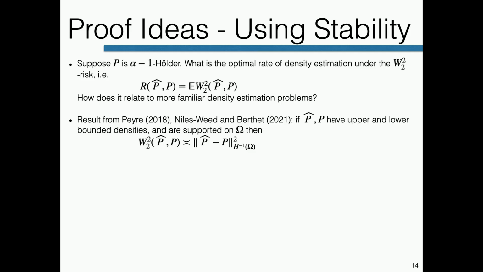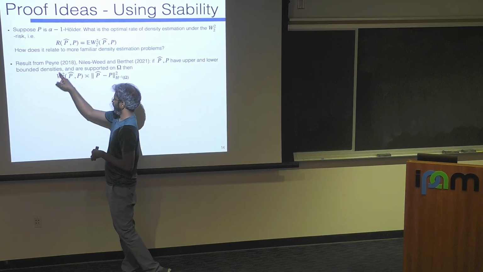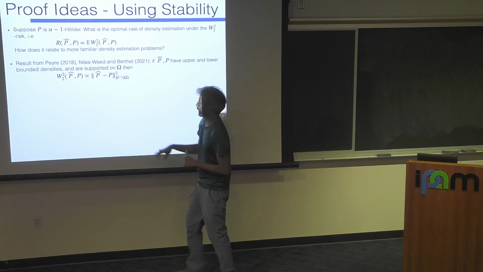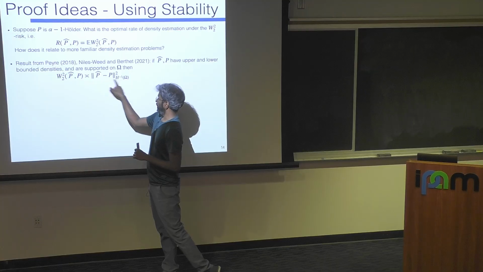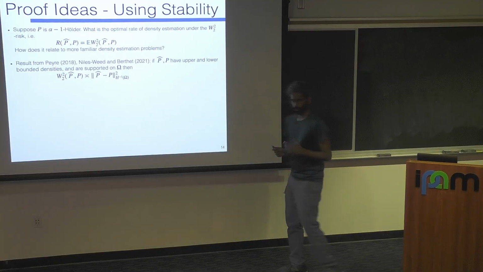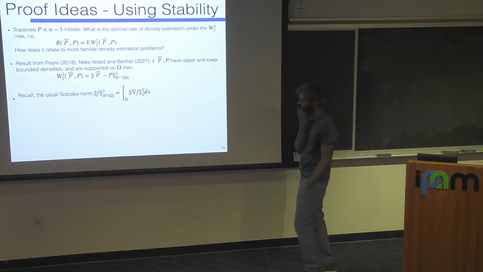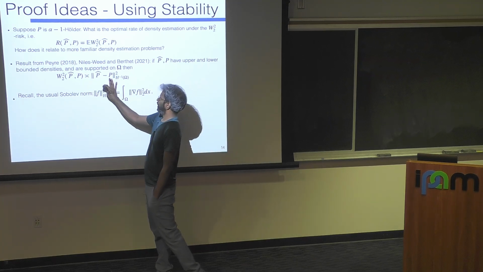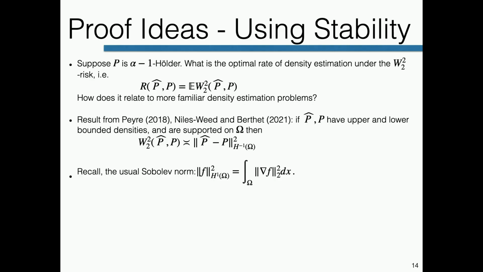So this is just a useful fact to know. Estimating something under the squared Wasserstein distance, at least if both p hat and p are nice, behaves like estimating p under an inverse Sobolev norm. And so this fact is just useful. Let me tell you what the inverse Sobolev norm is. You're now trying to solve a density estimation task. I'm saying the Wasserstein distance is equivalent to estimating this density in this inverse Sobolev norm.